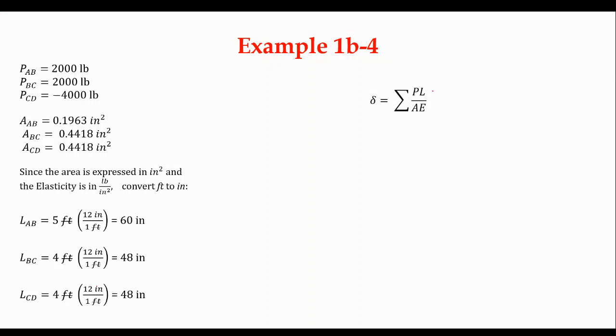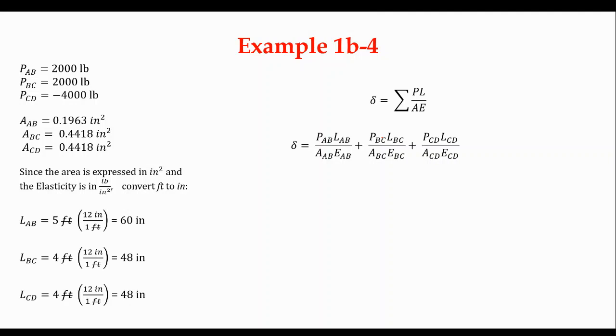Summation of PL over AE. The summation is per member: force AB, length AB, area AB, elasticity AB, plus force BC, length BC, area BC, elasticity BC, plus force CD, length CD, area CD, elasticity CD. Make sure we are consistent with the units so that we can combine these terms.